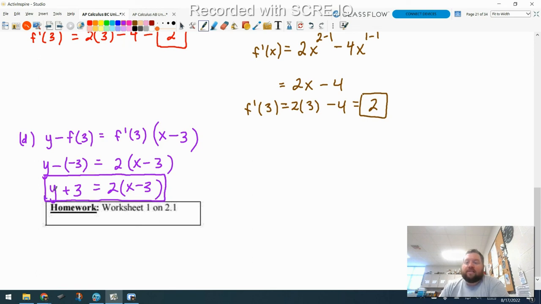Hey, we'll talk a lot about safe stopping places on the AP exam. You don't want to do more work than is necessary. In fact, if this is a question on the AP exam, I might have even suggested you leave your answer like this. You don't want to take any chances that you make a mistake and you lose a point.